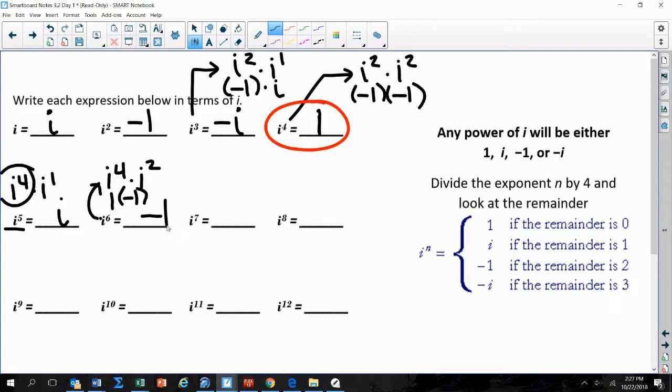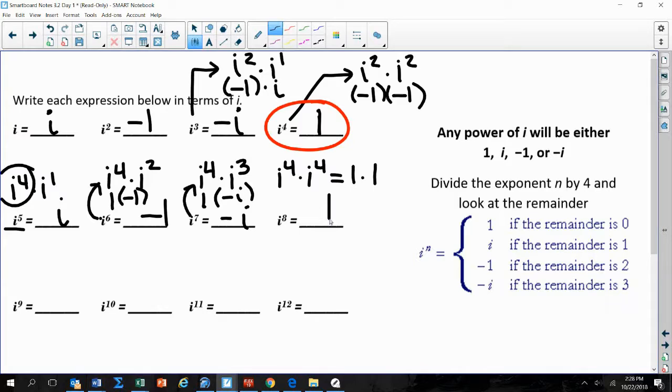What do you think i to the 7th is going to be? Maybe. Let's see. i to the 4th times i to what power is i to the 7th? The 3rd, right? What's i to the 4th? 1. What's i cubed? -i. 1 times -i. Look at that, -i. Okay, what do you think i to the 8th is going to be? 1, right? It's really just i to the 4th times i to the 4th, which is 1 times 1. So we get that i to the 8th is just 1.